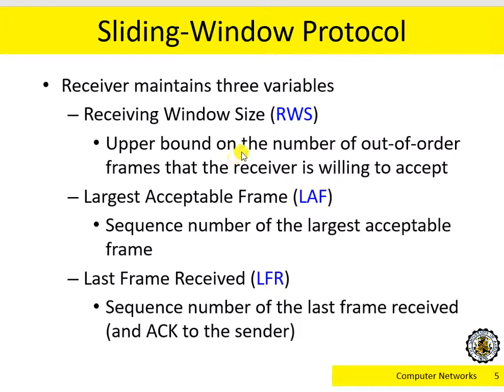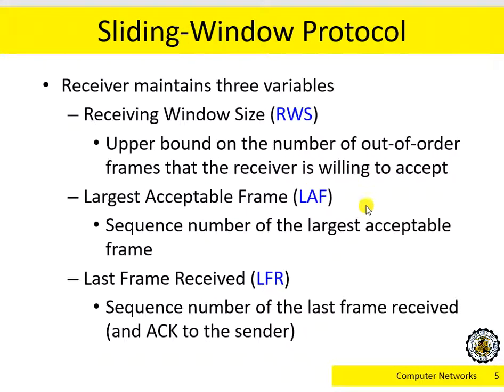The receiver side also introduced three terms. One, receiving window size. Basically, the upper bound of the window, or say the capacity of the receiver: how much of the packages they can buffer before sending out the acknowledgement. More officially, it is the upper bound on the number of out-of-order frames that the receiver is willing to accept.